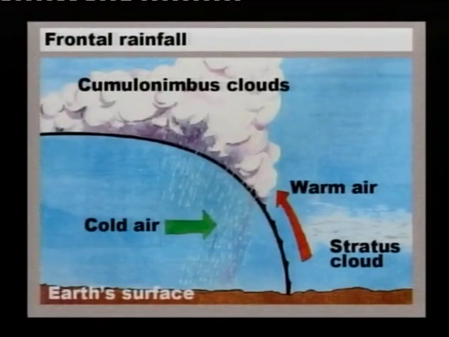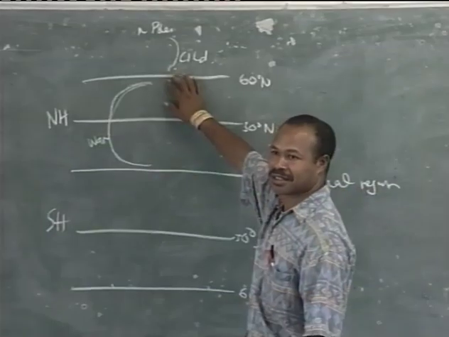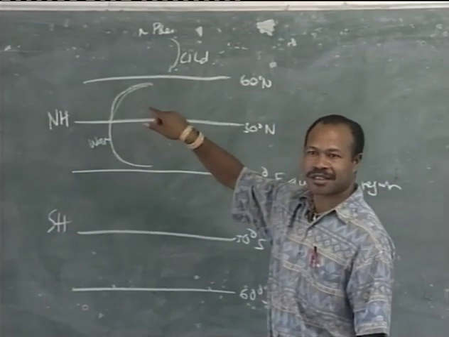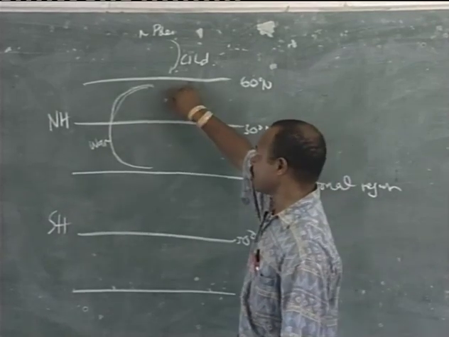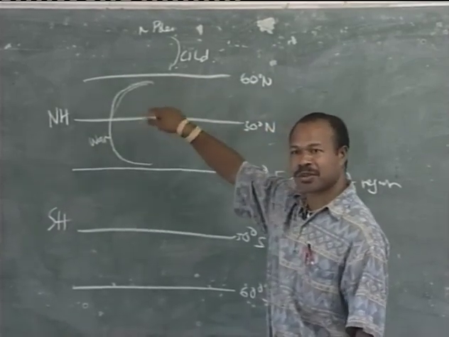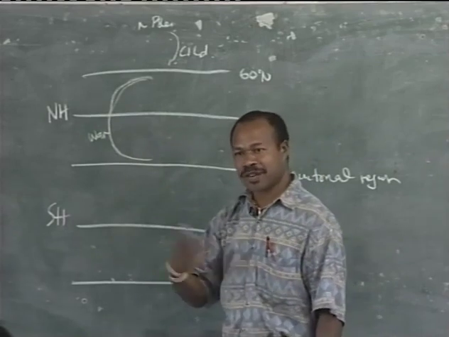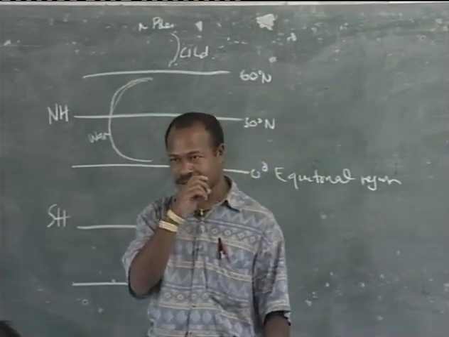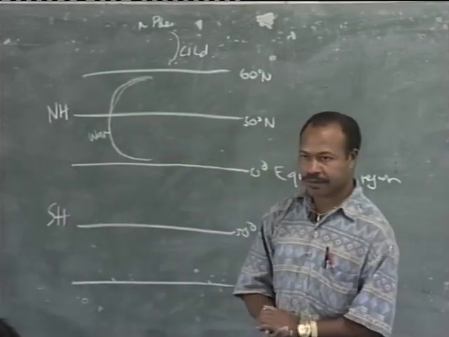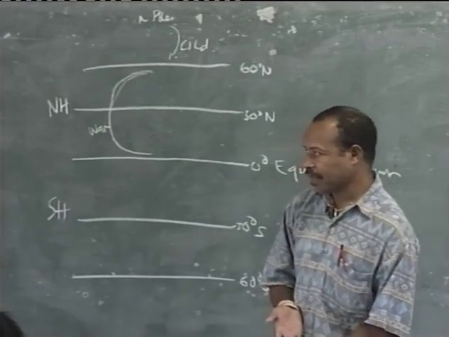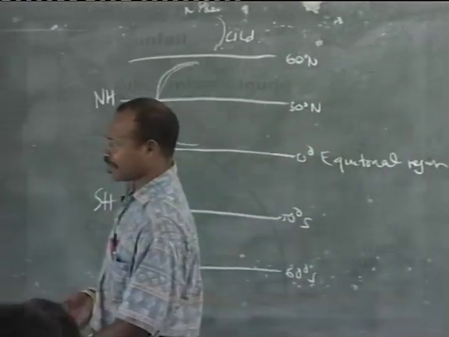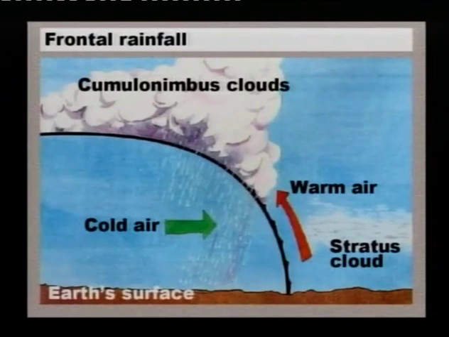So what happens there? When these two meet here, the earth is also spinning, so obviously it gets these two air masses into a circular motion. That's how frontal or cyclonic rainfall takes place. From the diagram here, we have warm air rising, and cold air moving in to replace its place.